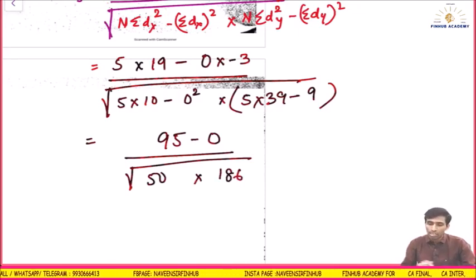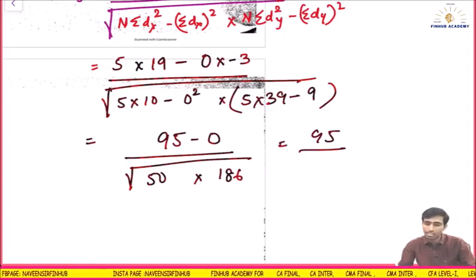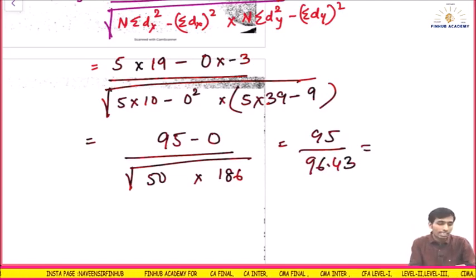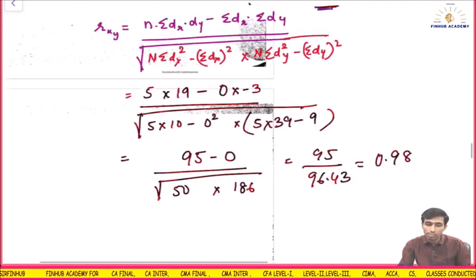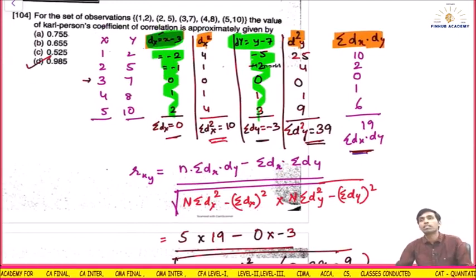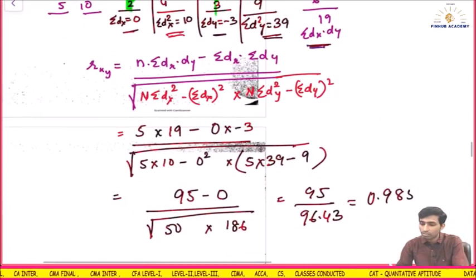So what will I do? I'll multiply these two and then take the root. So 95 upon square root of 186 into 50. The answer comes 96.43, which means it is just below 95 divided by 96.43. Okay, the answer is 0.98 and it is positive. Let's check: 0.985 is the answer. D is the option. Just 985170.